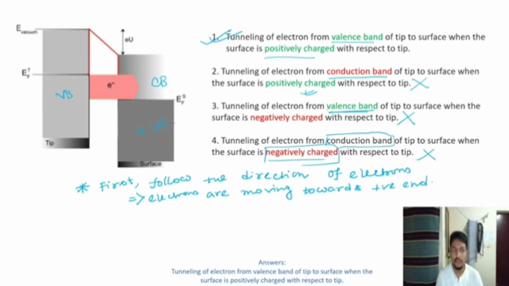So wherever the electron is moving, the arrowhead is always towards positive. That is the first point. And then another thing is, from where to where the electron is moving. Normally the valence band is filled with electrons and the conduction band is actually vacant. So from valence band to conduction band, electron transfer is going to happen, right? If we just follow these two steps, then we can answer this question.